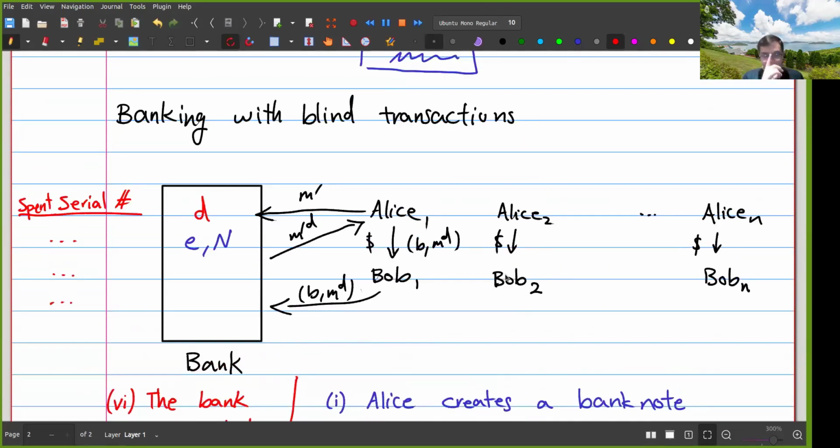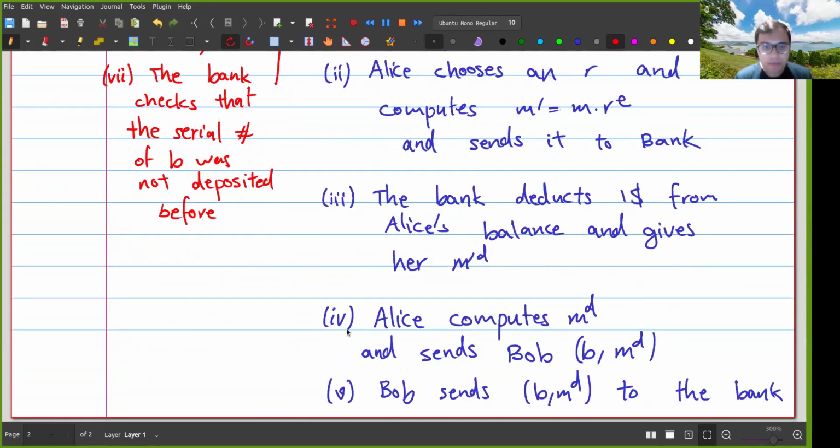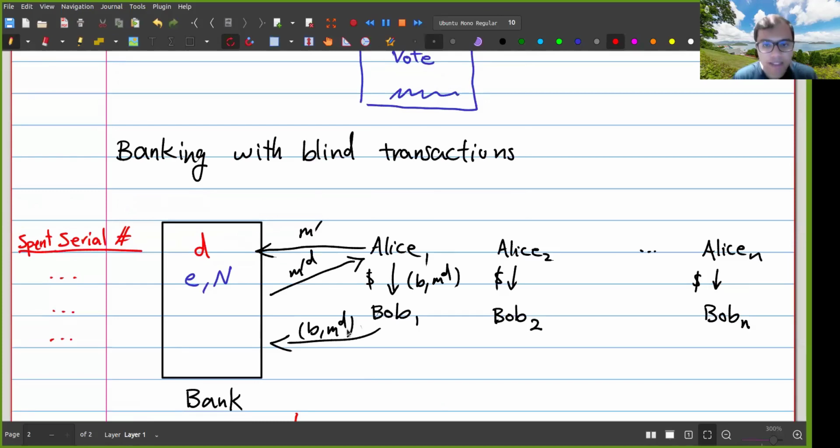And by the way, from the point of view of Bob, because Bob doesn't trust Alice, when Alice gives Bob a banknote with a signature, Bob is not yet completely sure that this is a valid banknote, because maybe Alice has spent it before. So as soon as Bob receives this banknote, he will go to the bank and try to deposit it. And if Alice is buying something from Bob, Bob will not give the item to Alice until he deposits it successfully and sees that the bank has increased his account balance. Okay. So this is how we're doing banking with blind transactions.